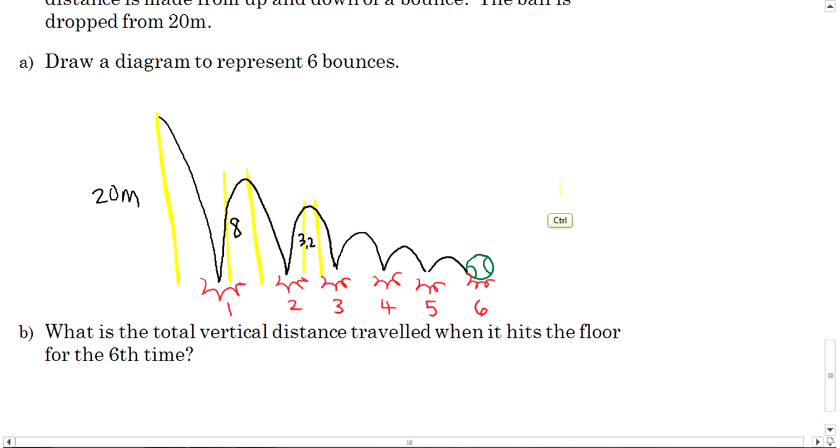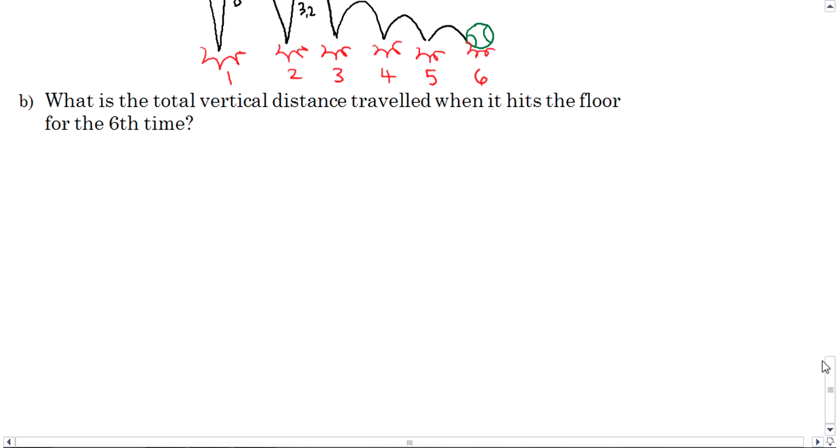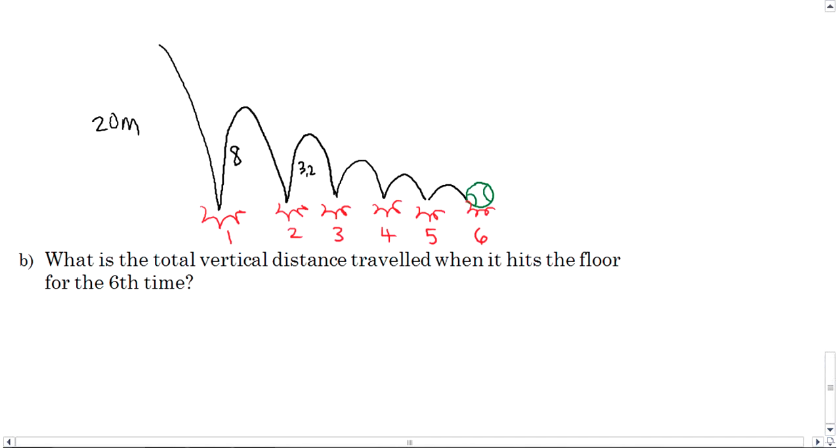There are a couple of ways of doing this, and I'm not supposed to show you both ways, since it's getting to be a long lesson, but that was not my intention. So what I could do is, either we find the vertical distance of all these bounces here, so 20, we can go 2 times 20 plus 8 plus 3.2 plus whatever the last one is.